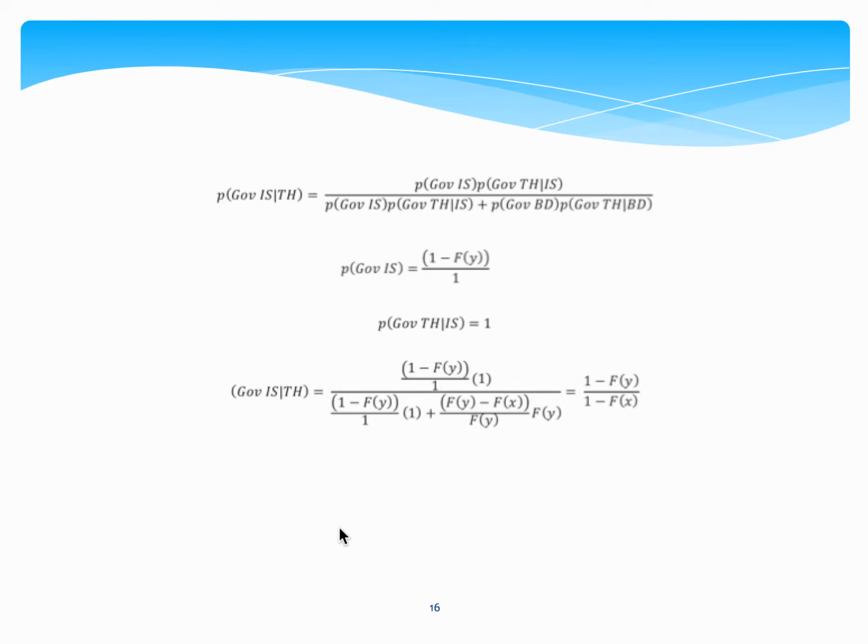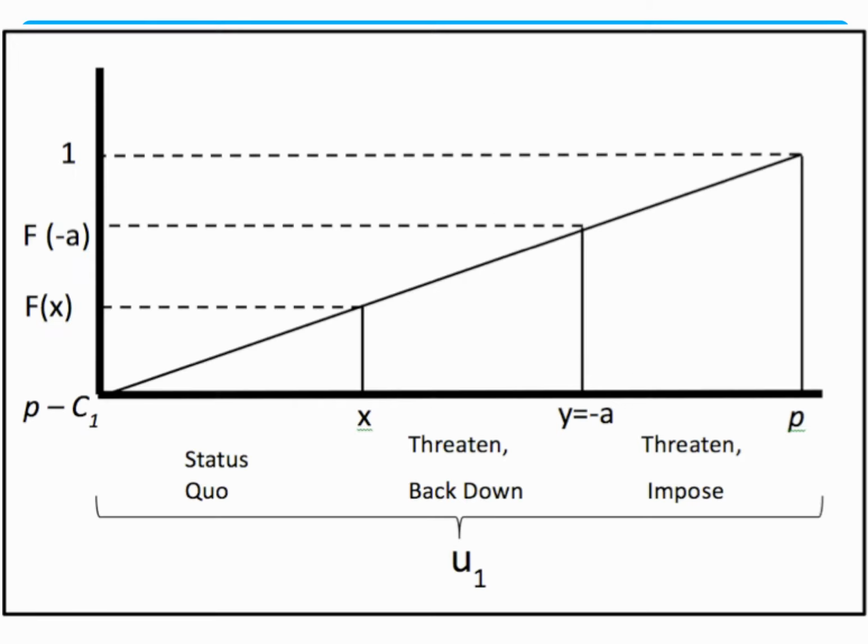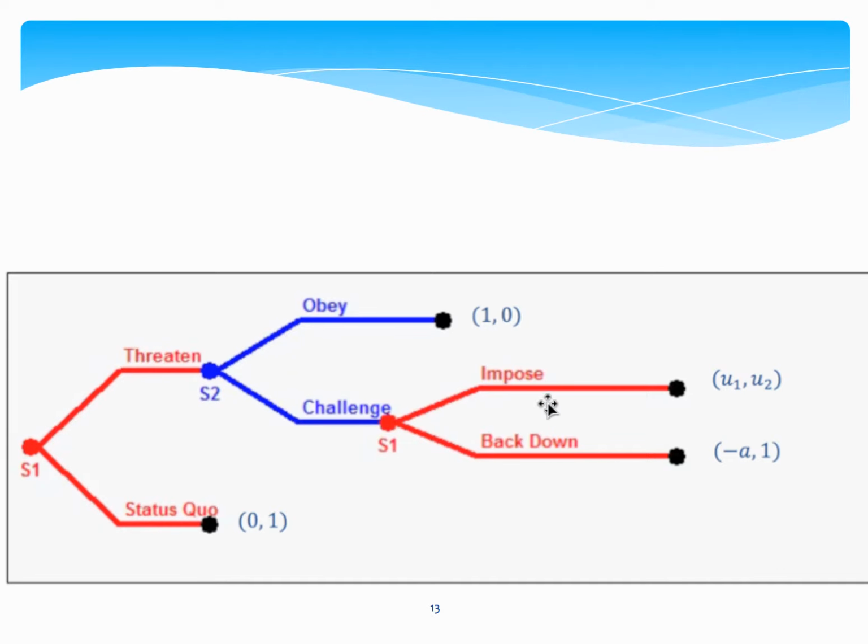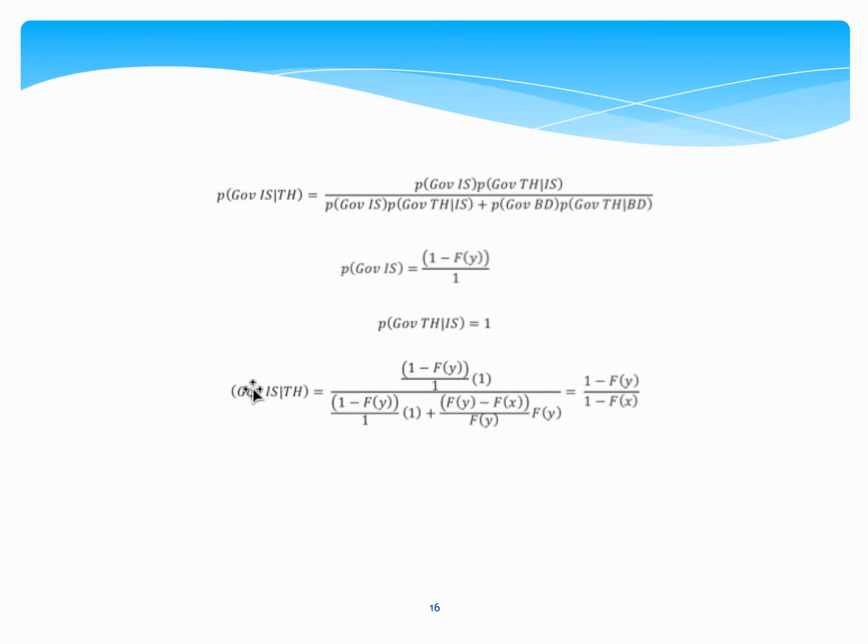And then the government threatening economic sanctions given sanctions are imposed is 1, because as we see here, choosing either of those strategies given that sanctions are threatened is for sure. This means that if a country imposes economic sanctions or backs down, first it has to have threatened. So that's why it's 1. And then the government imposing economic sanctions given sanctions are threatened, this one. After we plug in those values, this is the result that we get: 1 minus f of y divided by 1 minus f of x.